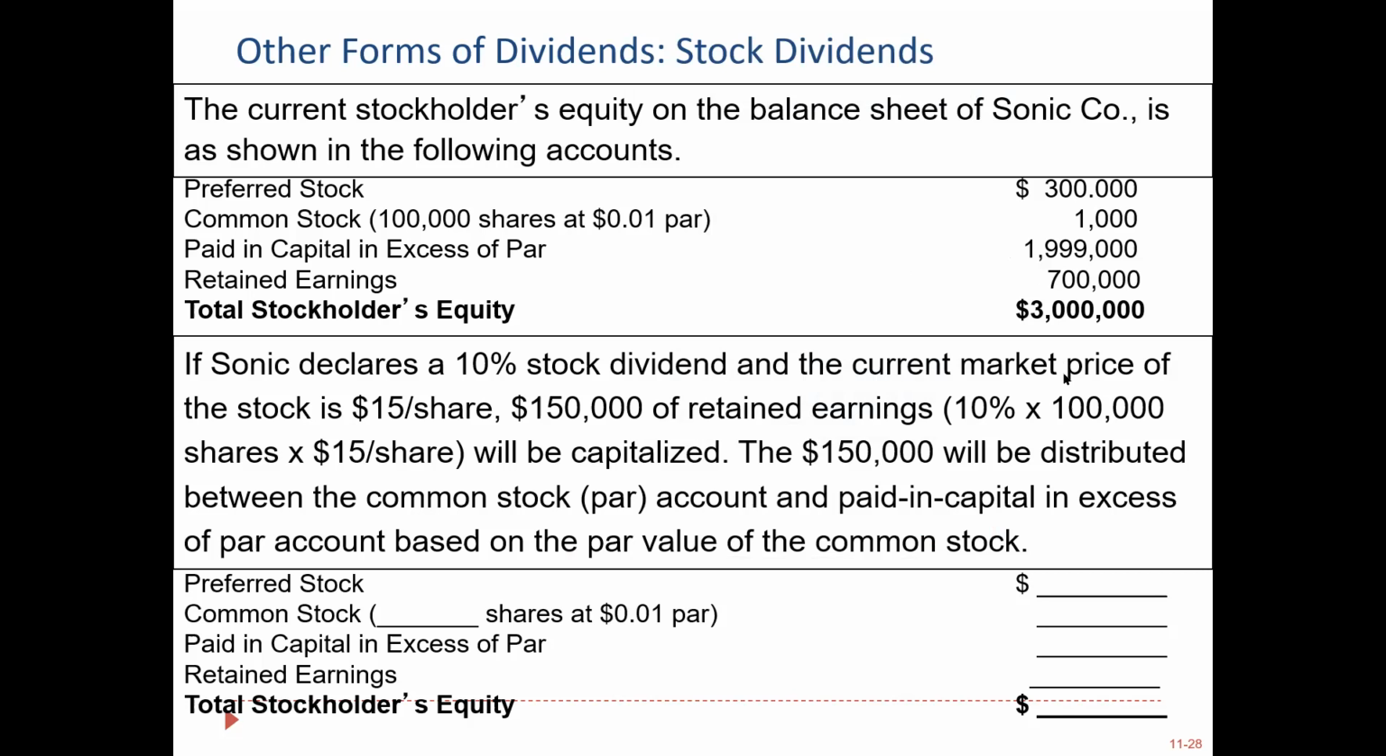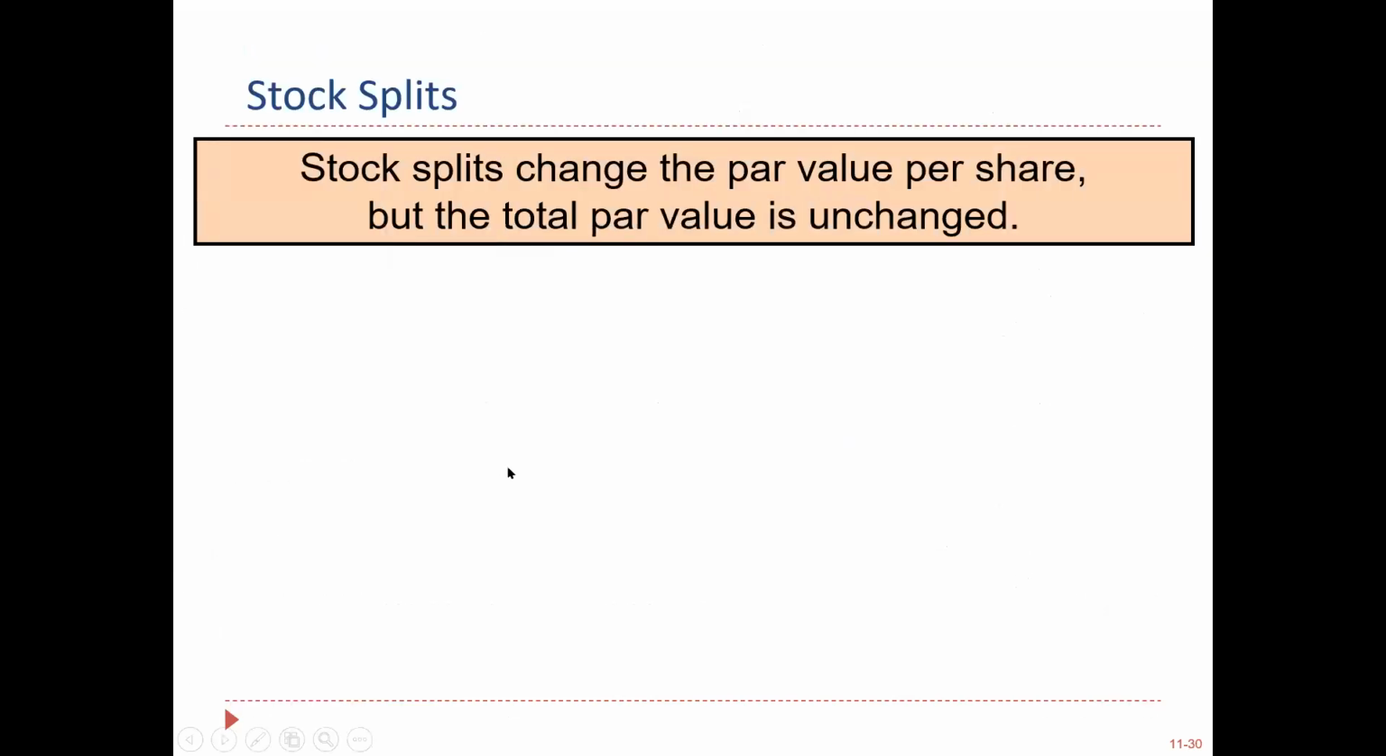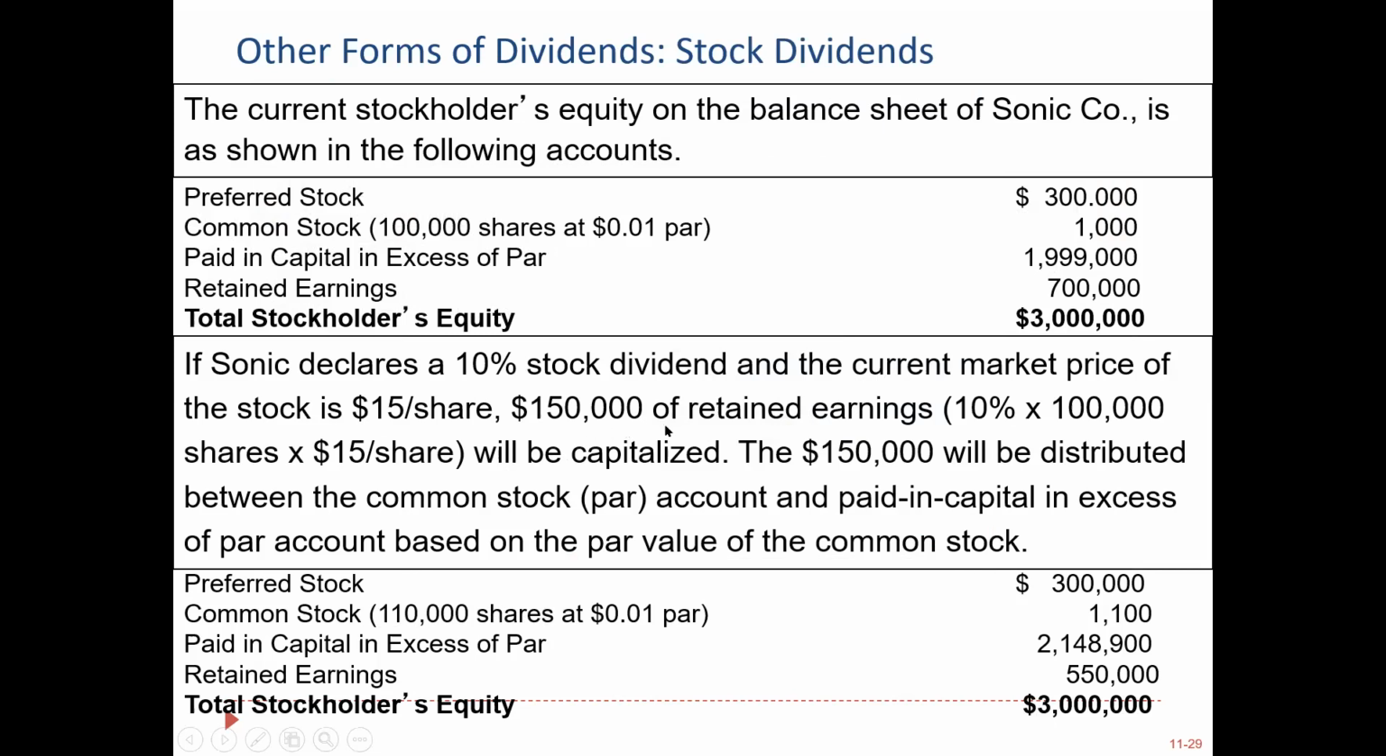So what happens here? Sonic says we're going to give out a 10% stock dividend when the market price is $15 a share. So 10% times the outstanding shares, you see it up here, of 100,000 times 15 is what they're saying is going to be capitalized. That's going to be the amount of the stock dividend. So the 150,000 will be distributed, because this is a small stock dividend, just 10%. Here, you're going to have to write a journal entry to debit retained earnings for that amount, and then credit the par value and put the difference of $1 versus 15 into paid in capital in excess of par.